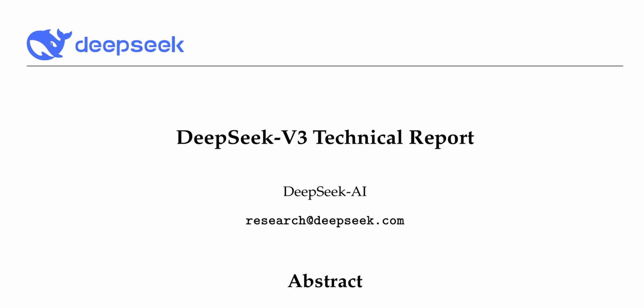For the MoE all-to-all communication, we use the same method as in training, first transferring tokens across nodes via IB, and then forwarding among the intranode GPU via NVLink. In particular, we use one-way tensor parallelism for the dense MLPs in shallow layers to save TP communication.